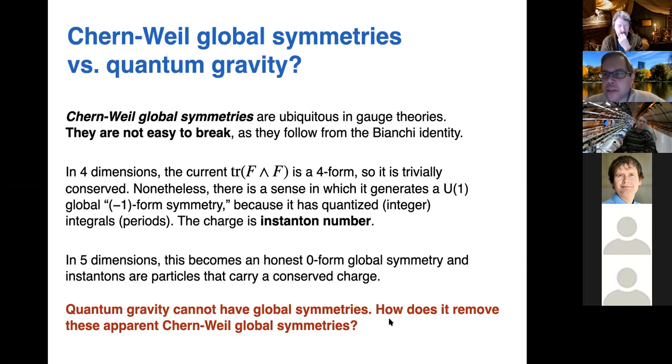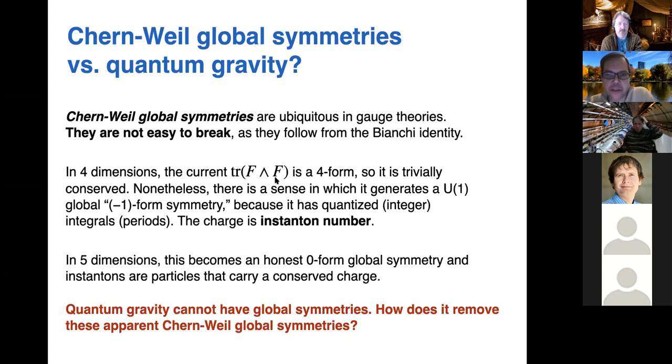And there's no easy way to break this. Unlike the F symmetry, where we could just say if magnetic monopoles exist, this is broken, if you do this with trace F wedge F, there's no easy thing that you can just point to that's obviously going to break the symmetry. So we kind of believe that these symmetries have to be broken, but it's not quite obvious how. And in four dimensions, this is a special case, because trace F wedge F is a four form, and every four form is closed. So it's sort of a trivial statement to say that this is a symmetry.